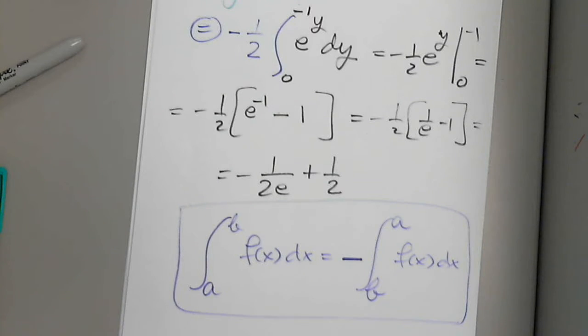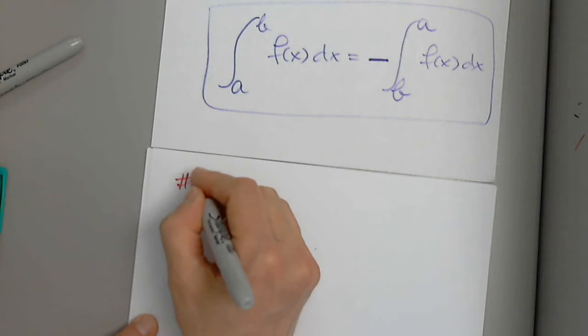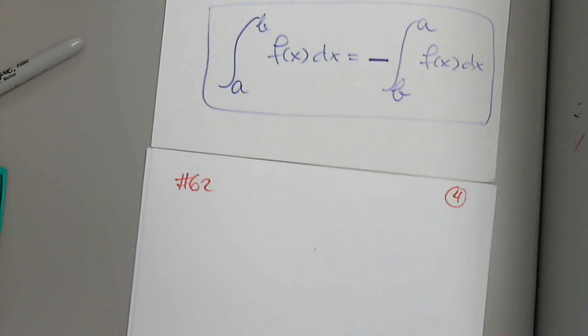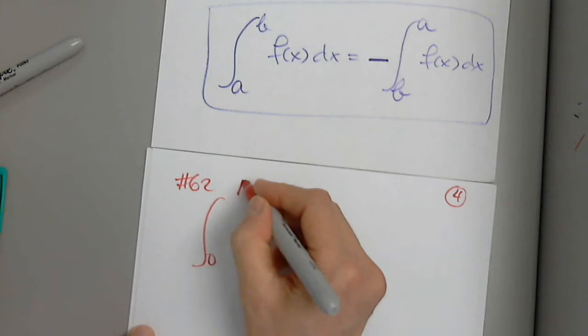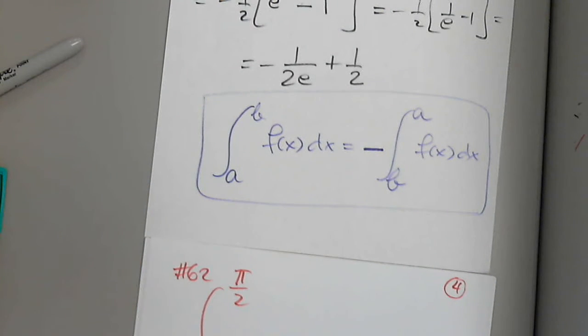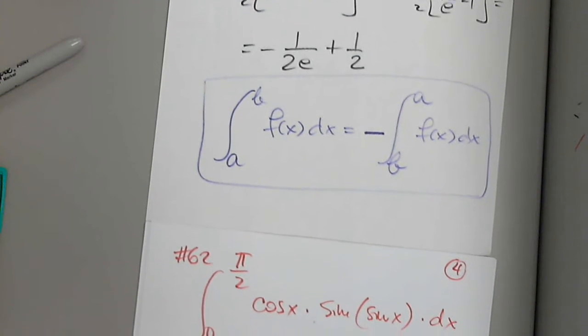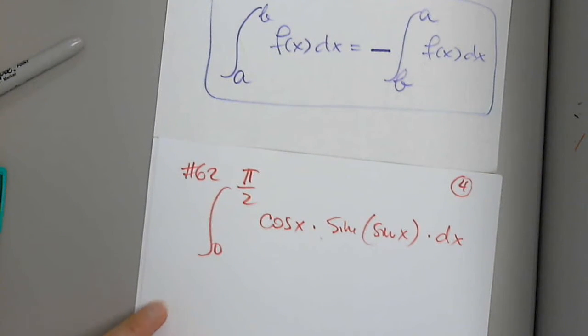What about 62? The integral from 0 to pi over 2 of cosine x multiplied by sine applied to sine, sine of sine x, times dx. Okay, another definite integral. What should we do here?